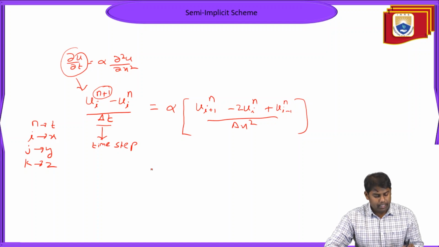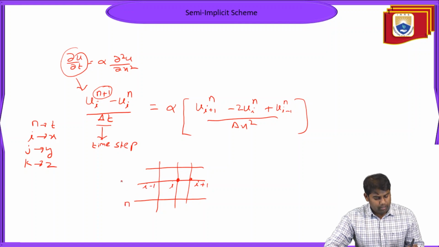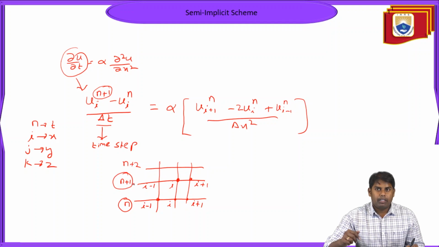Let us look at the grid terminology here. Let us take this as index i, this as i+1, and this will be i−1. Let us take this as level n, and this is n+1. The same grid points i−1, i and i+1 again. Basically n is the initial time level, n+1 is the next time level, and n+2 is the time level after that.